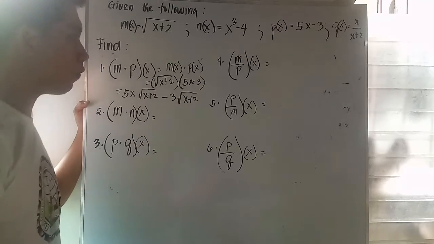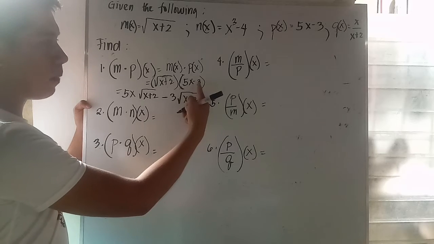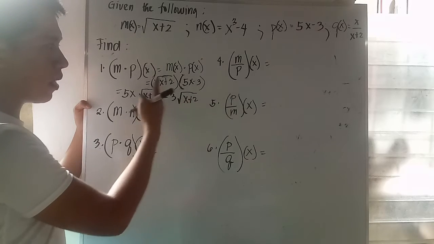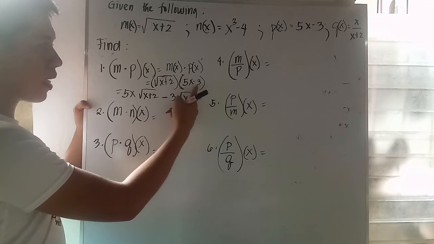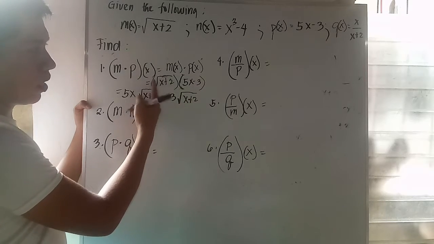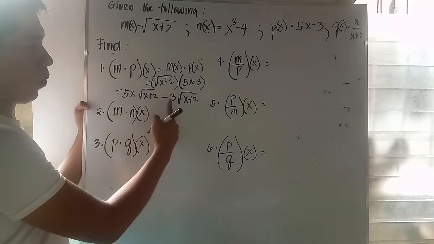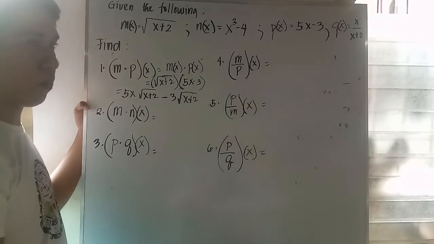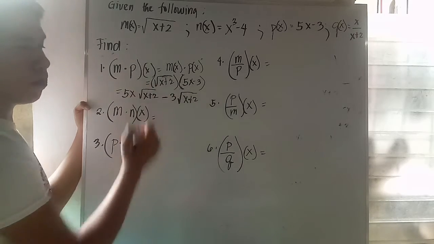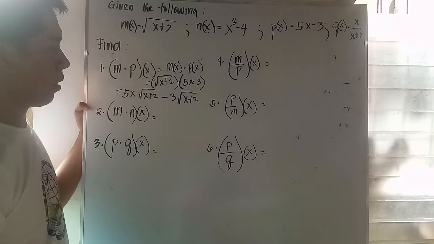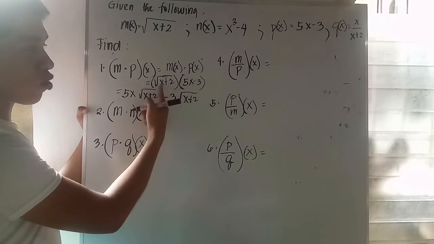So be very careful in multiplying radicals and whole numbers. You will multiply negative 3 here, not inside the radical. Negative 3 times 1, that is why we have negative 3 square root of x plus 2. And 5x also, you will multiply on this one, not inside the radical.